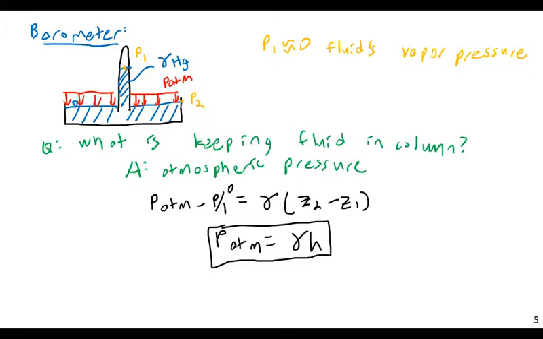Now, interestingly enough, this has certain implications. First of all, this explains why we use something like mercury instead of water. The height of the column is going to be inversely proportional to the specific weight of the fluid. So let's work through those numbers and see what kind of column of fluid we would need for both mercury and water.